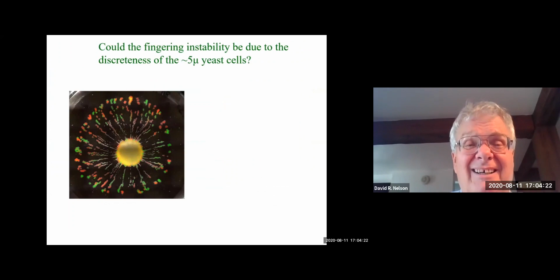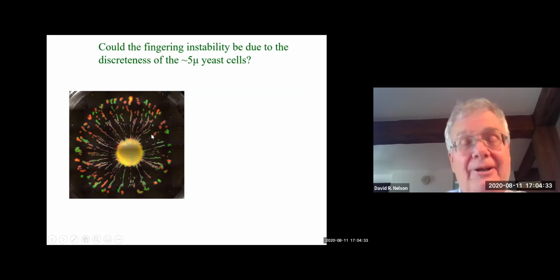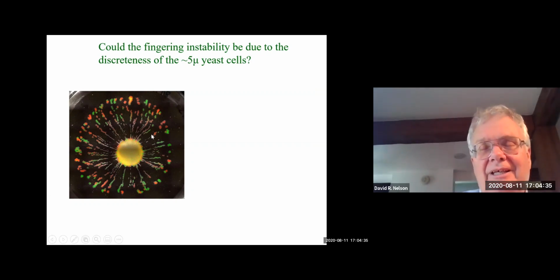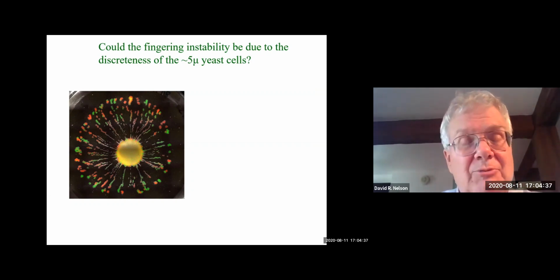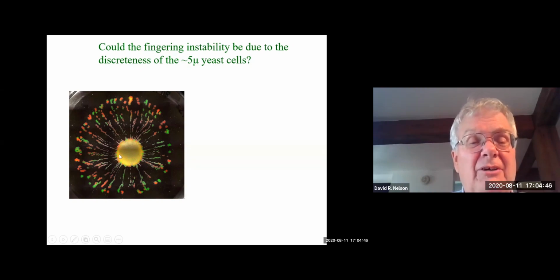is some understanding of what's going on. What is the source of these fingers? So these cells are not actually atoms, of course. They are about 10,000 or 50,000 times bigger. They're 5 microns across. So you might wonder if the discreteness of these cells isn't playing a role.